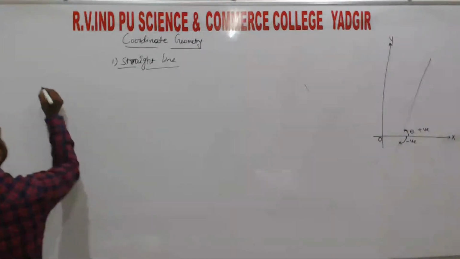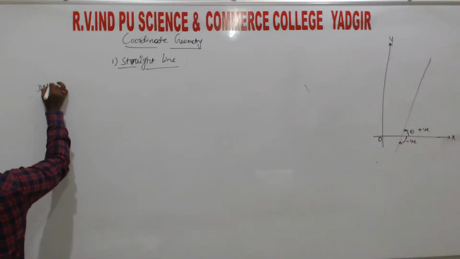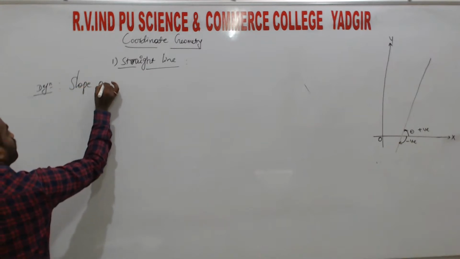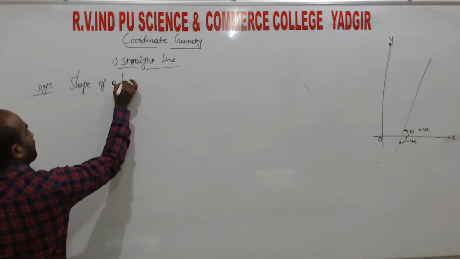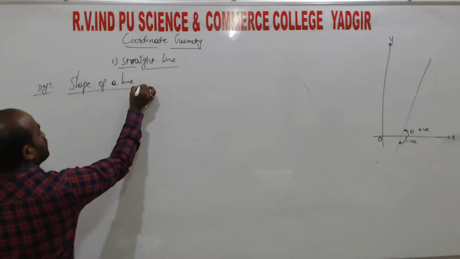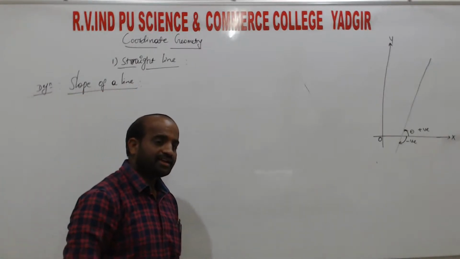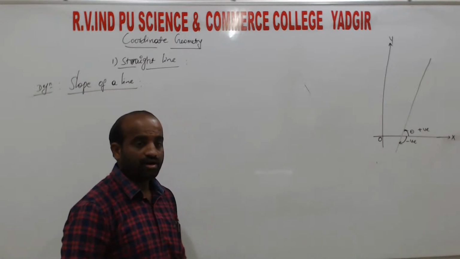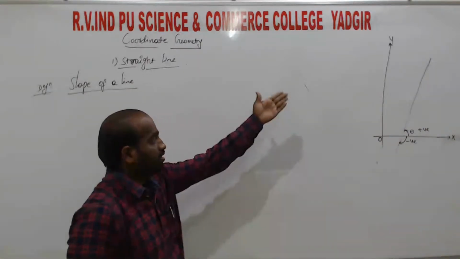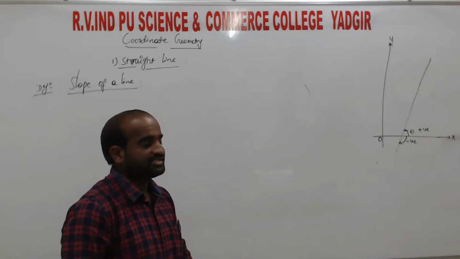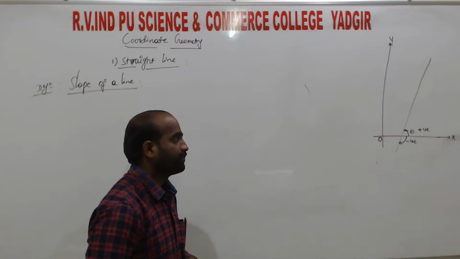Next definition is very important: slope of a line. The slope of a line is the tangent of its inclination. It is generally denoted by m.